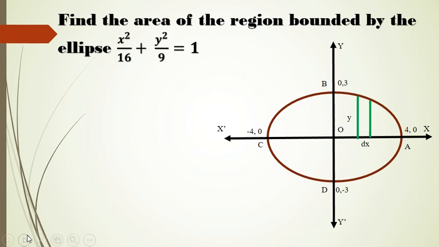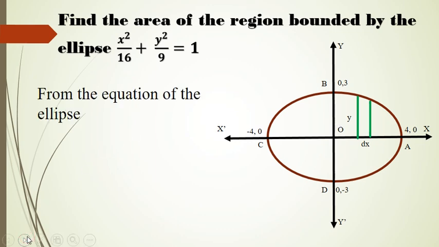Let's see. First of all, we find out the value of y from the equation of the ellipse, which is y equal to plus minus 3 by 4, square root of 16 minus x square. Hope that there is no problem to understand up to this step, because you are a student of class 12.